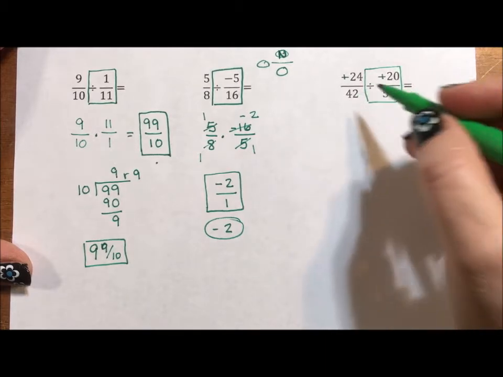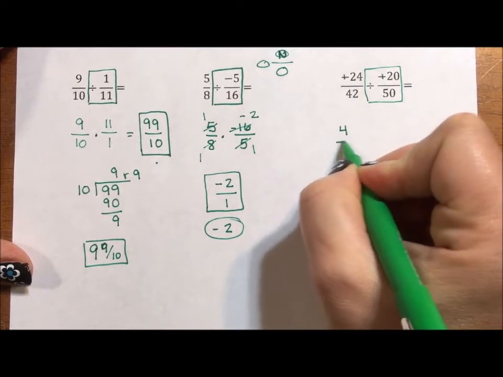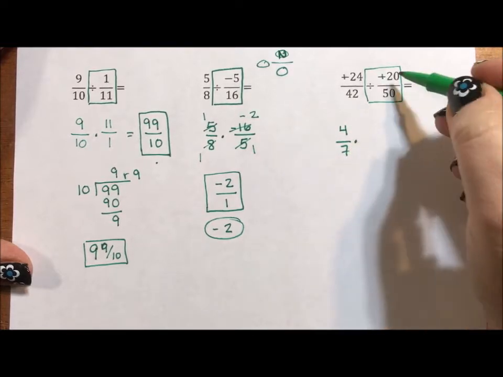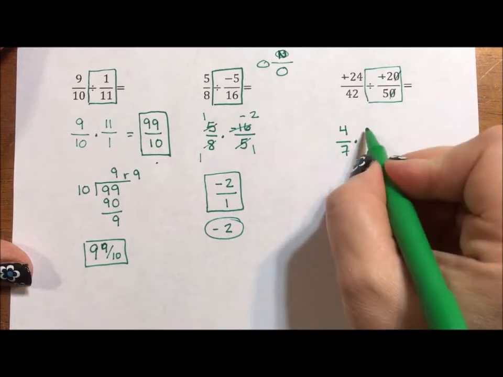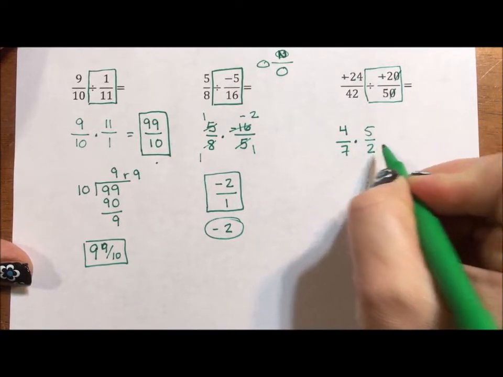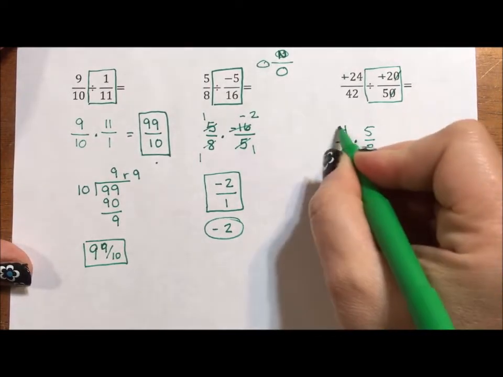24 and 42 have a common factor of 6, and if I divide 6 out of both of them, I have a 4 over 7 times. 20 over 5 has a common factor of 10. So if I flip this, I end up with 5/2. I'm then going to reduce by taking a 2 out of the 2 and a 2 out of the 4.